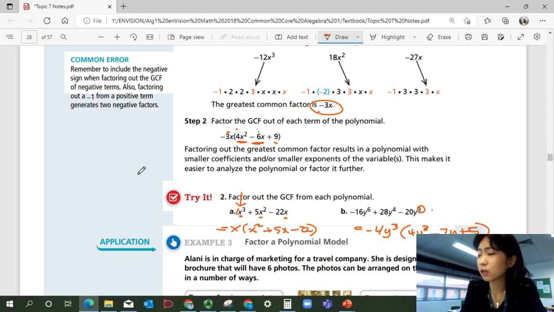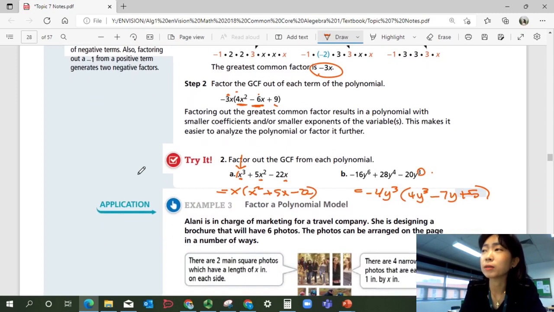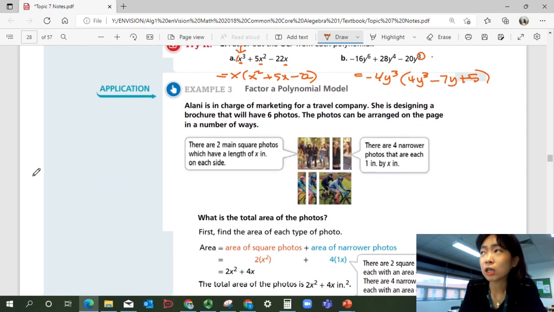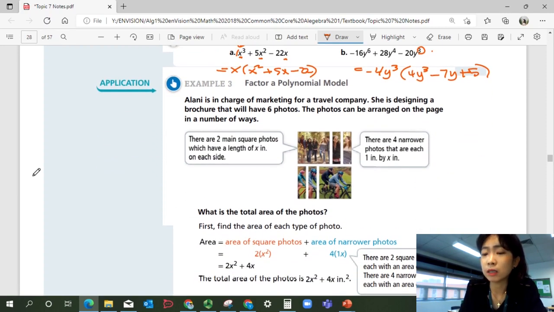Let's look at our last example application. Factor a polynomial model. Elani is in charge of marketing for a travel company. She is designing a brochure that will have 6 photos. The photos can be arranged on the page in a number of ways. So look at these photos. There are 2 main square photos which have a length of x inches on each side. And there are 4 narrower photos that are each 1 inch by x inches.